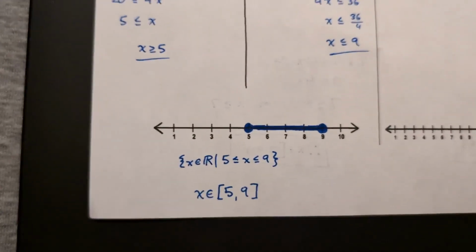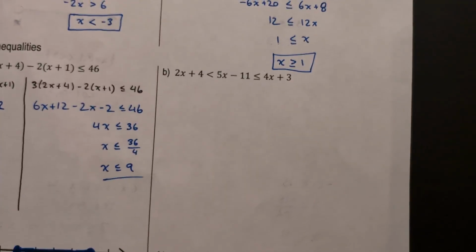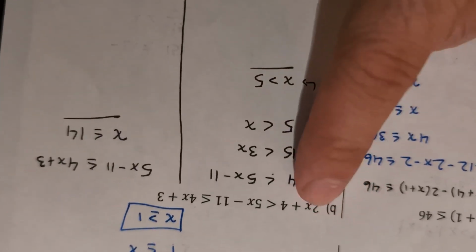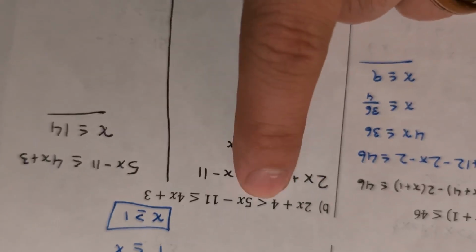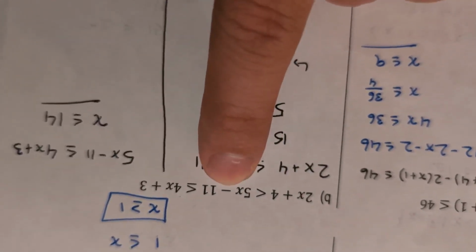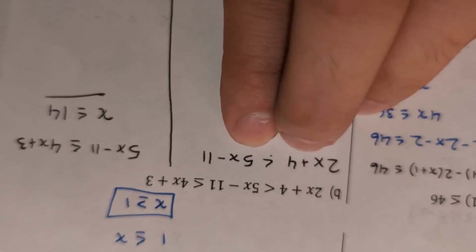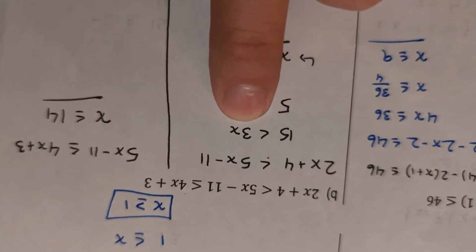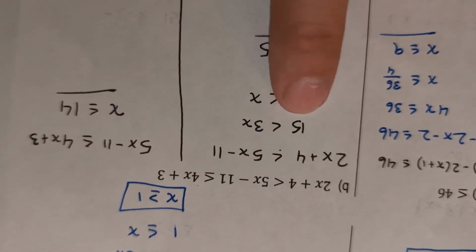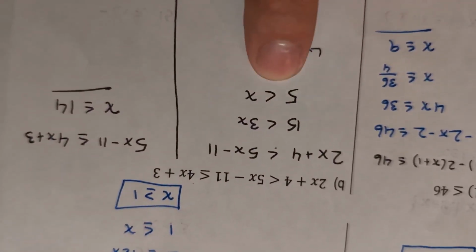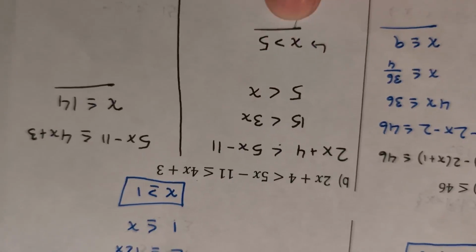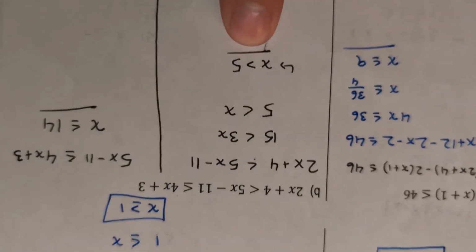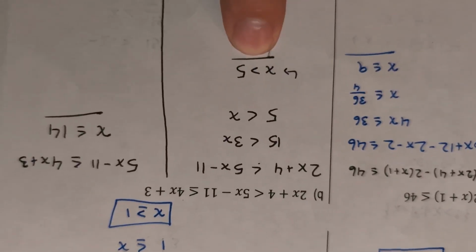One more question here. So let's take a look at this one. So I can look at the first part of this inequality. 2x plus 4 is less than 5x minus 11. Subtract 2x, subtract 2x, I get 3x. Add 11 to both sides, we get 15. Divide by 5, and then rewrite it with our variable on the left. We get x is greater than 5.